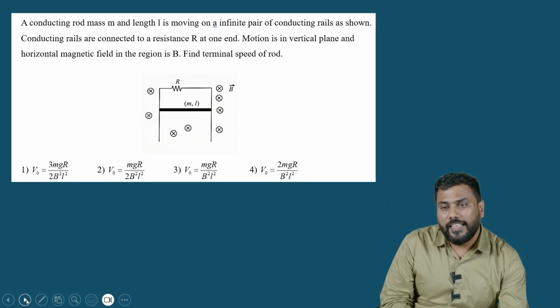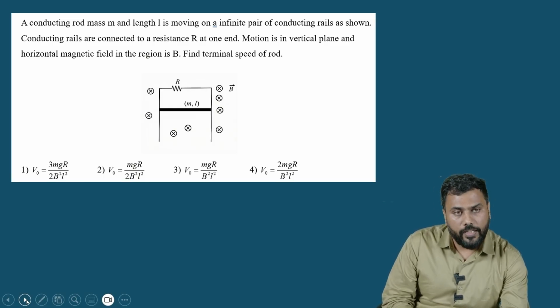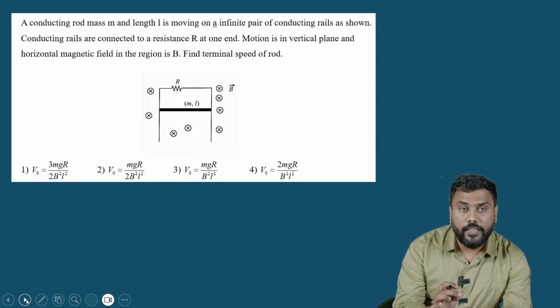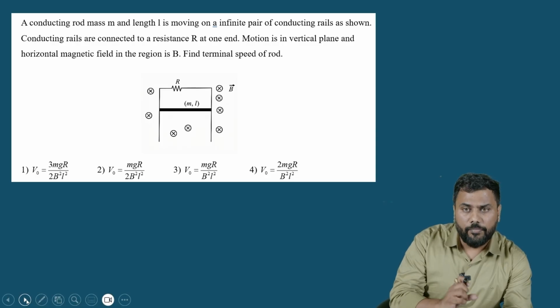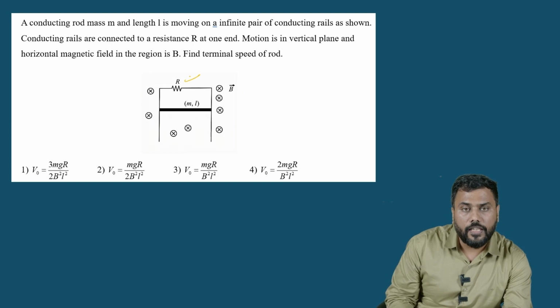Next question is an easy question based on EMI, electromagnetic induction. What they are saying, a conducting rod, mass m, length L, is moving on infinite parallel rails in vertical plane. The conducting rails are connected to resistance R also. This is the resistance R connected here at one end. Motion is in vertical plane and horizontal magnetic field is also switched on in the region. B is given. Find terminal speed of the rod.